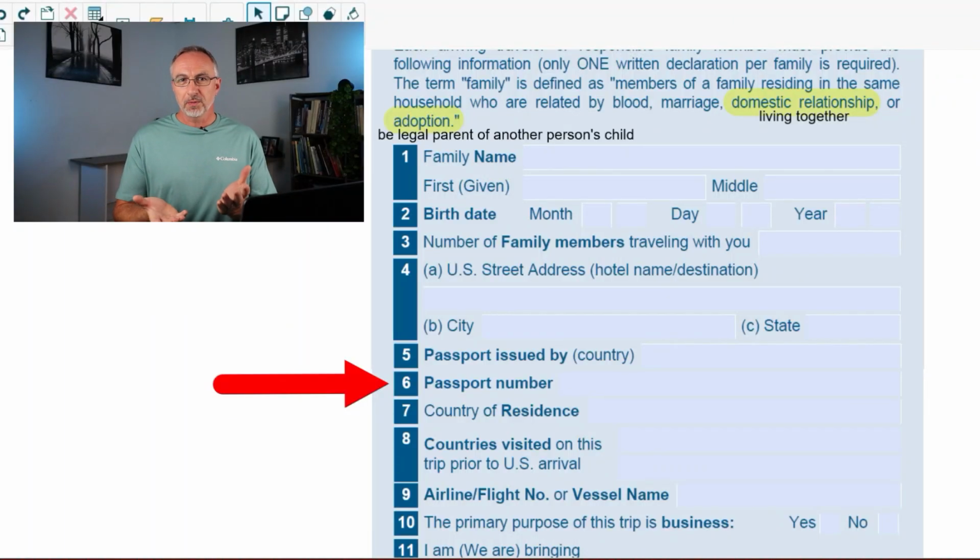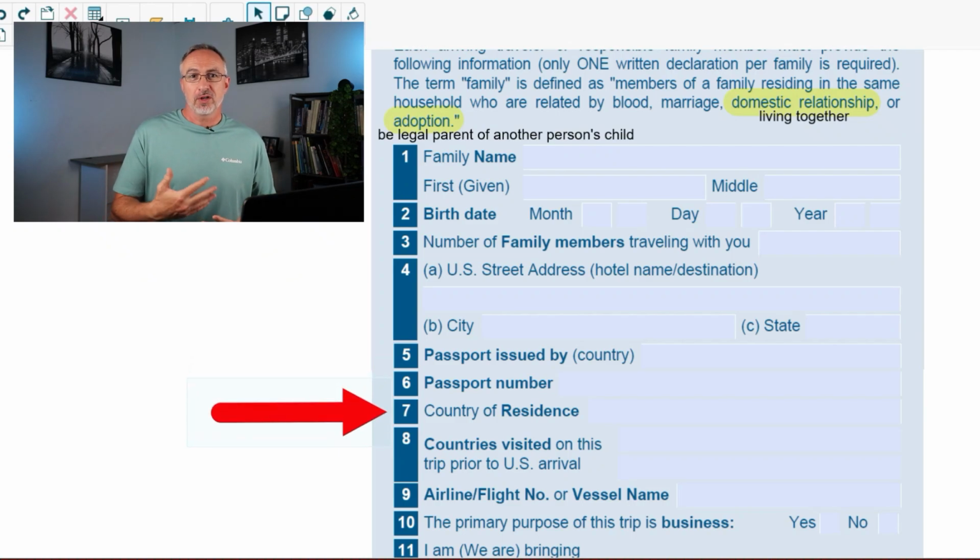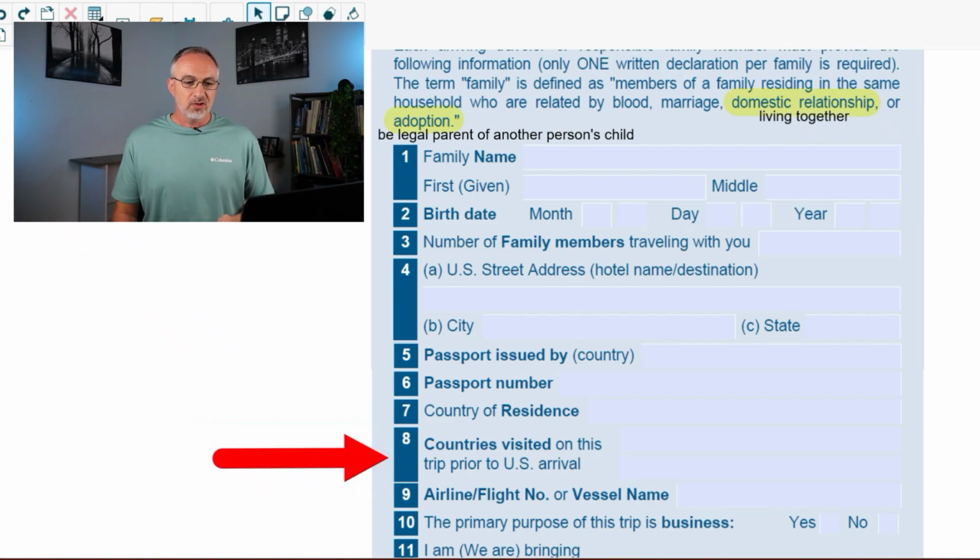And so you just open your passport and copy the number from your passport. Country of residence. So the country of residence is where you live. Of course, this might be different from the country of issue for your passport. Let's say, for example, you're from Honduras, but you live in Mexico, then Mexico is the country of residence. That's where you live.